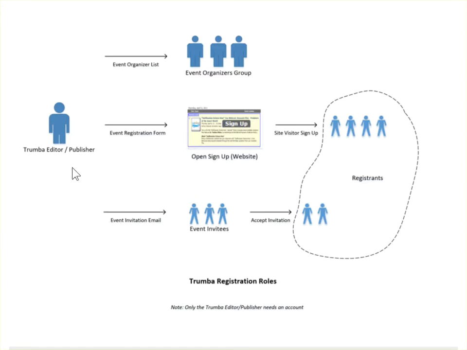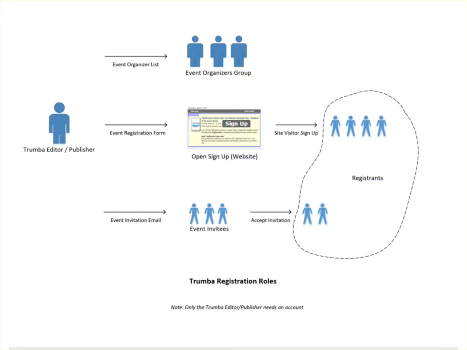On the left is the Trumba account holder, the only person in the registration scenario that needs a Trumba account. This Trumba editor or publisher account creates the event in Trumba and sets up any registration treatments needed for that event. The Trumba account holder can specify a list of people using solely their email addresses to be placed into an organizer's group for the event. Organizers do not have to be Trumba account holders.